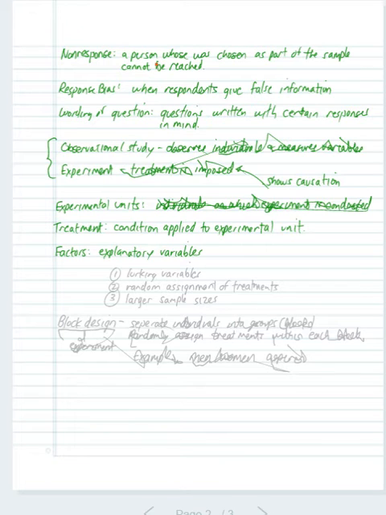Okay, so let's talk about the three principles of experimental design. Number one is to control the effects of lurking variables. Number 2 is randomization, and the words that we like to use is, we like to say random assignment. And I guess I'll say random assignment of treatments. And then the third one is replication using larger sample sizes.